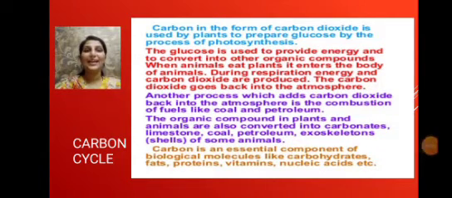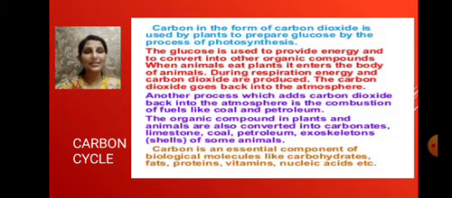Dear children, in the last modules, we learned about the nitrogen cycle, water cycle, and oxygen cycle. In this module, we are going to learn about the last type of biogeochemical cycle, that is the carbon cycle. The movement of carbon from the atmosphere to different organisms, and back to the lithosphere, and back to the atmosphere is called the carbon cycle.